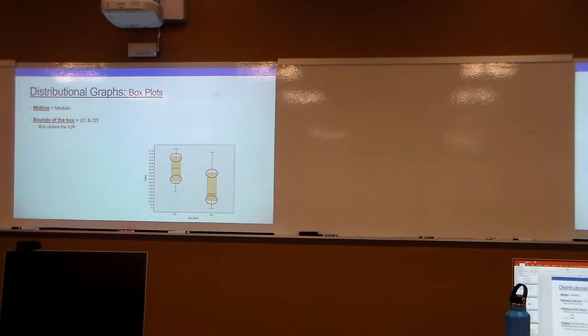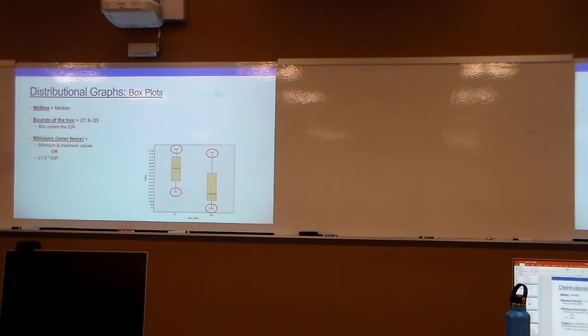The bounds of your box, the upper and lower bounds, are going to represent the first and the third quartile. CJ, what does your first and your third quartile represent? 25th and 75th percentiles. 25% of your scores fall above this line. 25% of your scores fall below this line. The box here is covering your interquartile range, right? This is your middle 50 right here, okay?